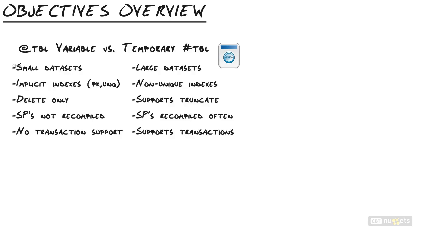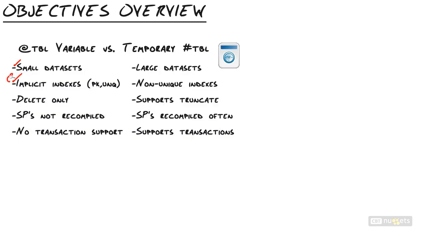Generally, you're going to want to use table variables on small data sets. The reason is the next item on the list, and that is we cannot create non-clustered indexes. You can only create implicit indexes, meaning whenever you put a primary key or a unique constraint on, you'll get an index with it. So you're not going to be able to selectively index what you want using table variables. That's why they're good for small data sets.